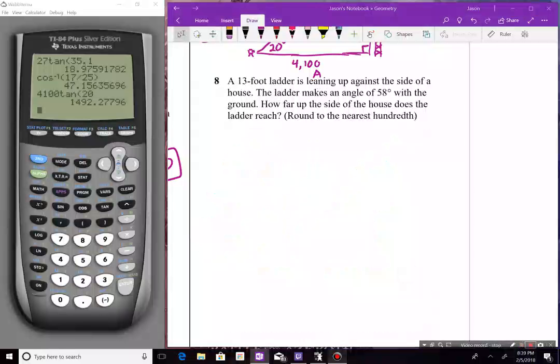Alright, number 8, we have a ladder leaning against the side of a house. The ladder is 13 feet. It makes a 58-degree angle with the ground. How far up the side of the house does the ladder reach? Alright, so let me draw this picture.